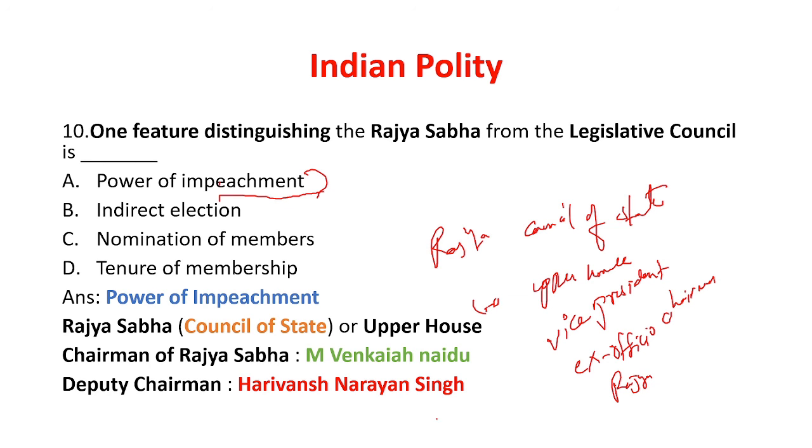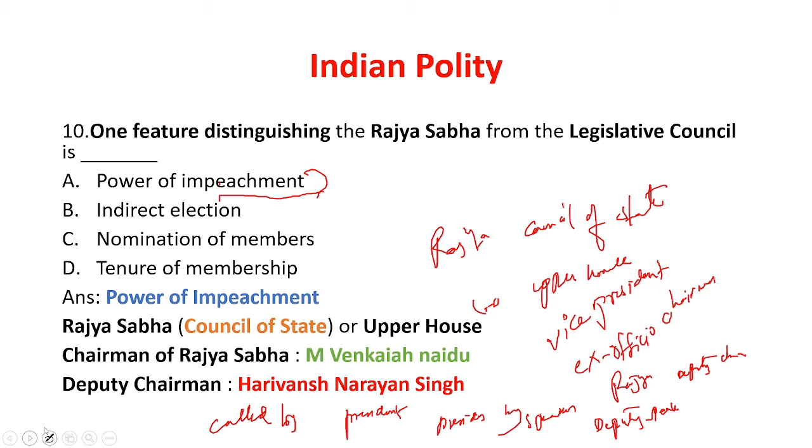If there is a joint sitting of the Parliament, who calls it? It is called by the President when there is a deadlock. It is called by the President, but it is presided over by whom? It is presided over by the Speaker, and in his absence, the Deputy Speaker, and in his absence, the Deputy Chairman will preside over the joint meeting.